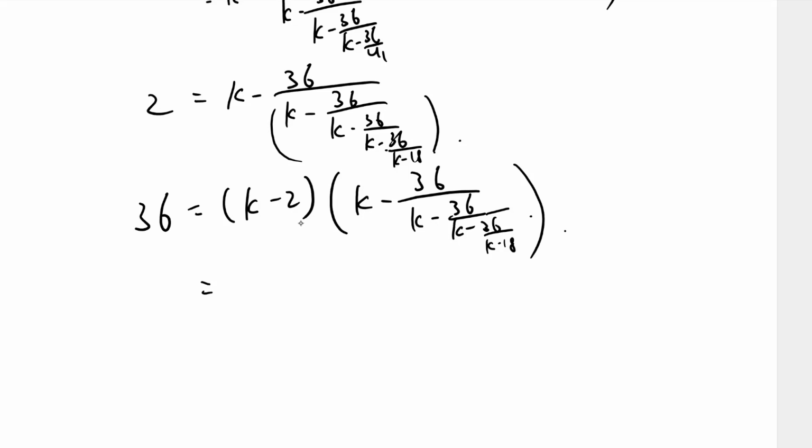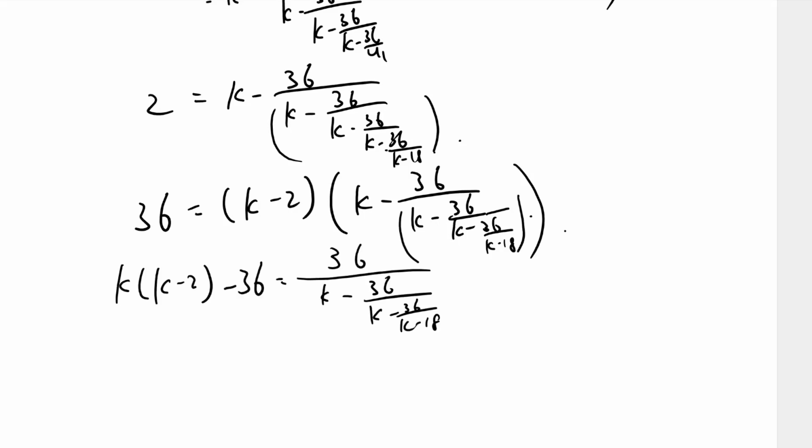Well, I just try my best, right? So what have we got now? 36 minus, okay, let's do it the other way around. k times k minus 2 minus 36 equals 36 over this thing now, right? So this is k minus 36 over k minus 18. Now this time I hope I haven't missed out a 36 there. Okay, this is just annoying algebra, right?